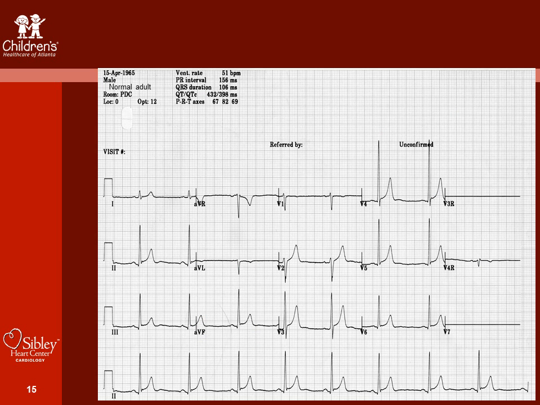This is a normal adult EKG. Again, you can see that the P wave is upright in 1, 2, and AVF and down in AVR. And there is upright T wave progression across the precordial leads. And each P wave is followed by a QRS, and each QRS is followed by a P wave.